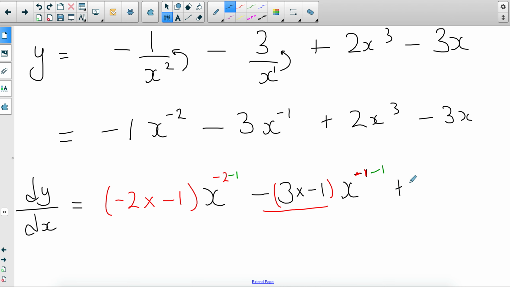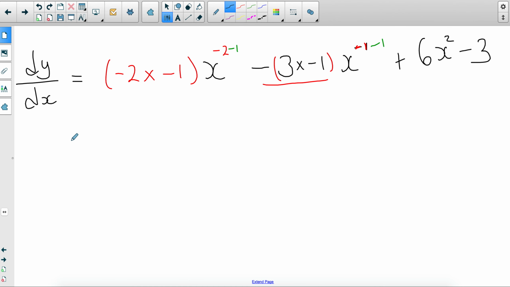Then we have a plus, well, 3 times 2 is 6, and then x to the power of 3 ends up being x to the power of 2. And remember that if we ever have a variable with a power of 1, the derivative is always the coefficient. So in this case, it's negative 3.